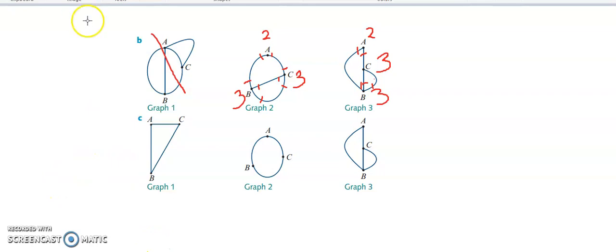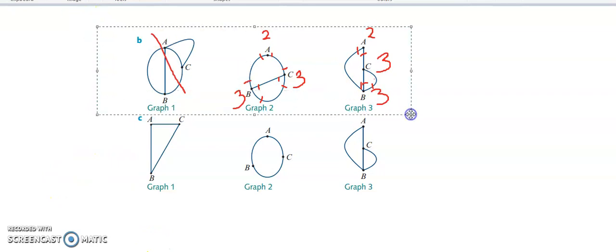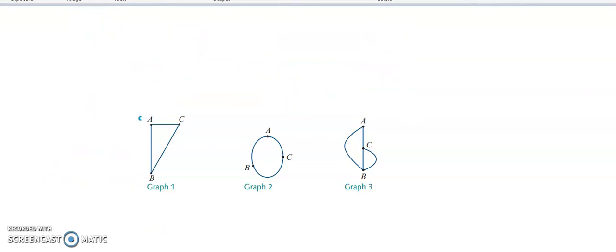Let's do one more example. And that is our question C. Straight away here with question C, I can see I've got 1, 2, 3 edges. So I must have 3 edges. Whereas graph 3, I can see I've got 1, 2, 3, 4 edges. So straight away, I already know it can't be graph 3.